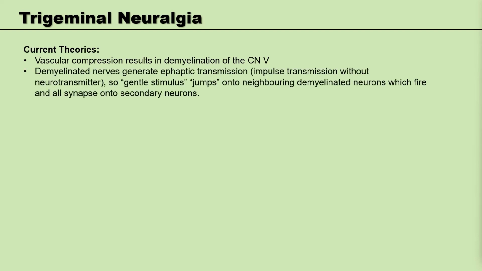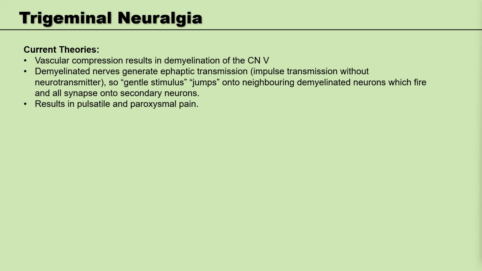Current proposed theories of trigeminal neuralgia are the vascular compression of the trigeminal nerve, which damages the nerve and allows for ephaptic transmission. What this means is that the nerve can misfire on its own, or fibres that neighbour the demyelinated nerves can pass on a transmission through the demyelinated fibres too. So a gentle stimulus can be exaggerated and multiple transmissions are passed onto the second-order neurons, making it seem as though a gentle stimulus was much greater than it was. And this is why the pain is perceived as pulsatile and sudden.